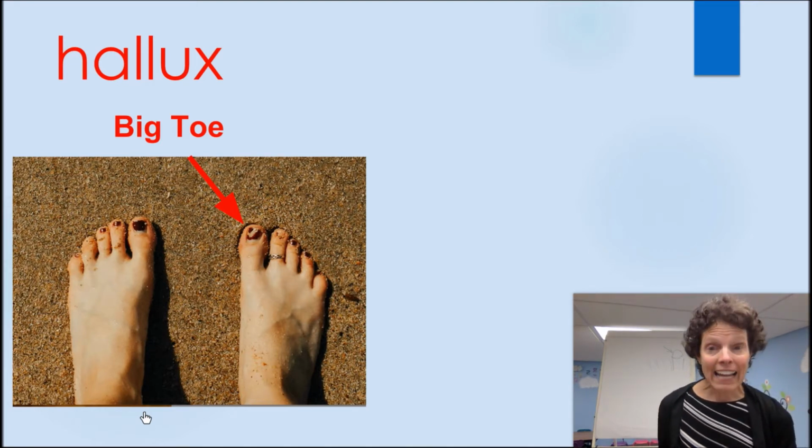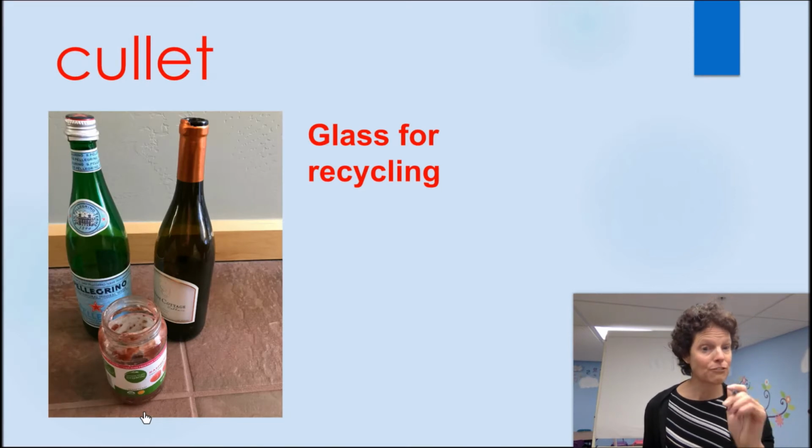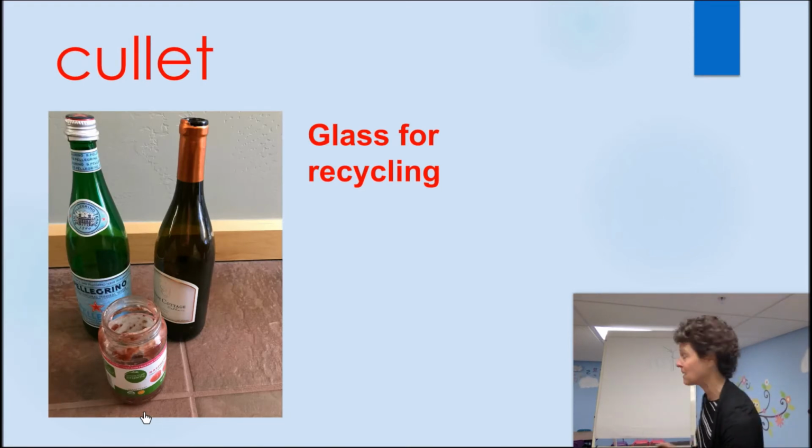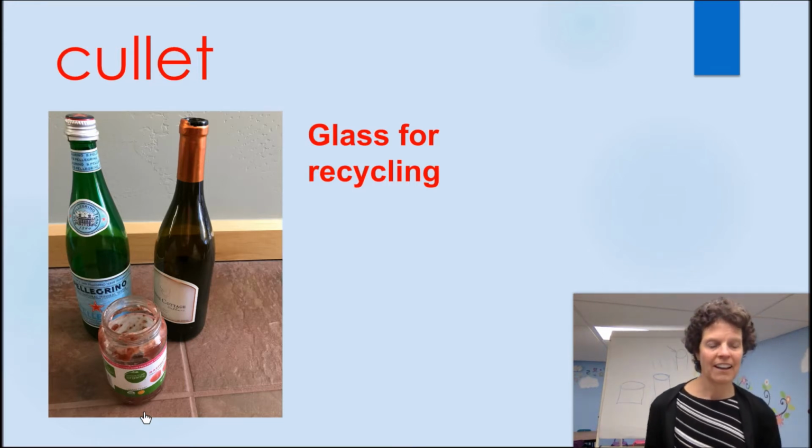And while we're at it, as long as you're drawing, why don't you go back and draw what I might find if I looked in your cullet box? What kind of cullet would you have in your box of cullet? Okay, maybe it's a wine bottle, or maybe it's a different kind of bottle, or it's a jar, like a jelly jar. Draw a picture of your cullet as well.